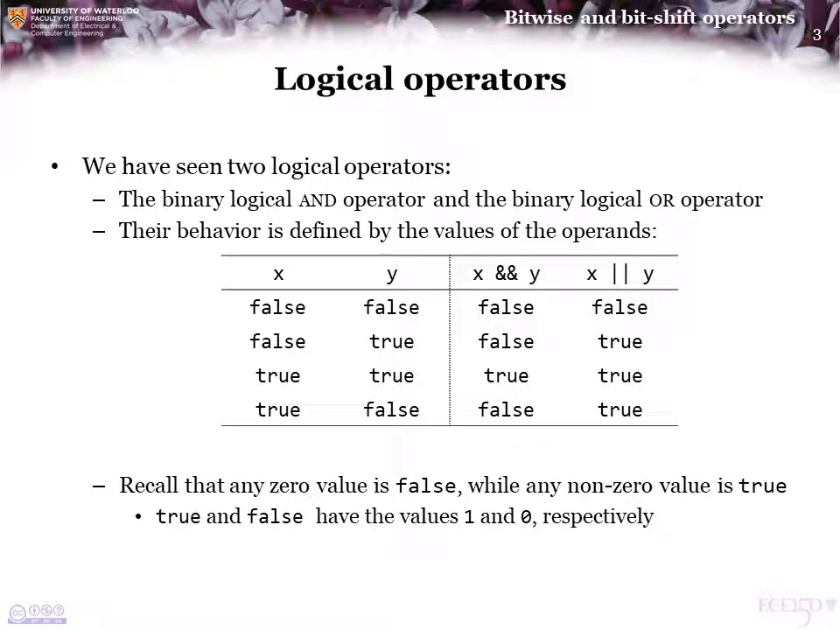Recall that any zero value is considered to be false in C++, while any non-zero value is considered to be true. Now, true and false themselves have values of 1 and 0 respectively, but 7 is as true as true is.